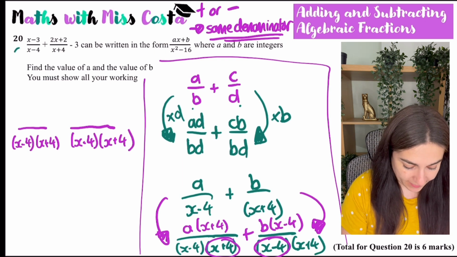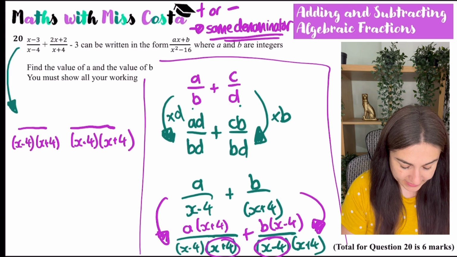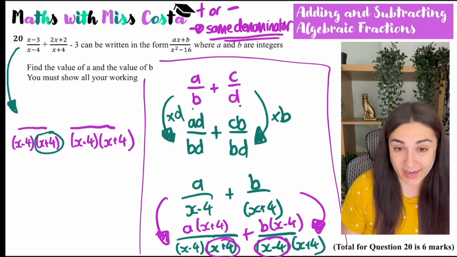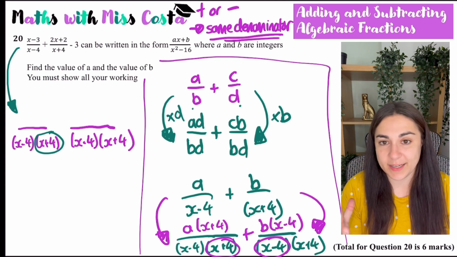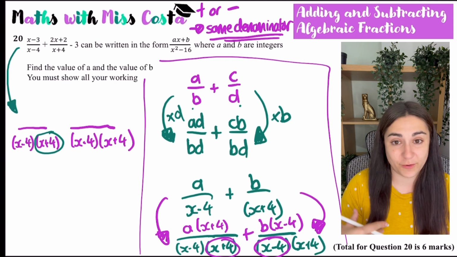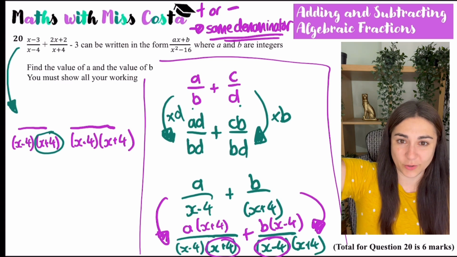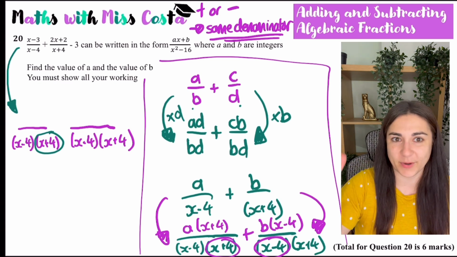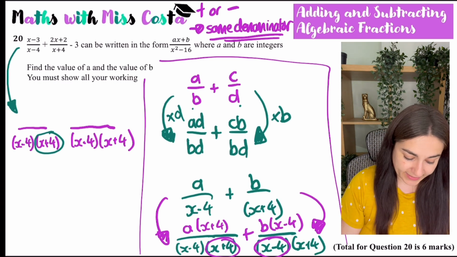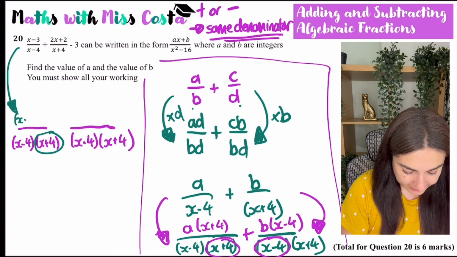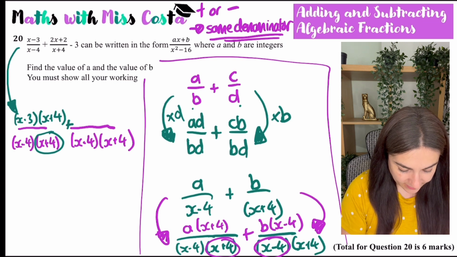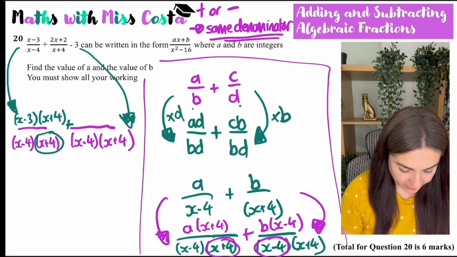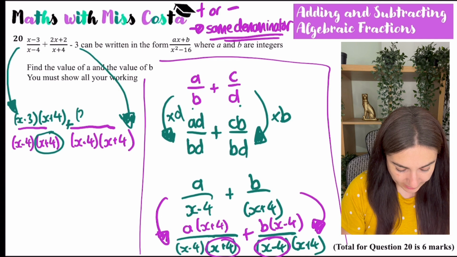Using that method, what have I multiplied this fraction by to get to this denominator? I've multiplied by x plus 4. Whenever you are changing a fraction, in order to keep it in the same proportion, whatever you've multiplied the denominator by, you need to multiply the numerator by the same thing, otherwise you change the value of the fraction. So that would become x minus 3, x plus 4, plus, and then this fraction I have multiplied by x minus 4, so that would be 2x plus 2, x minus 4.